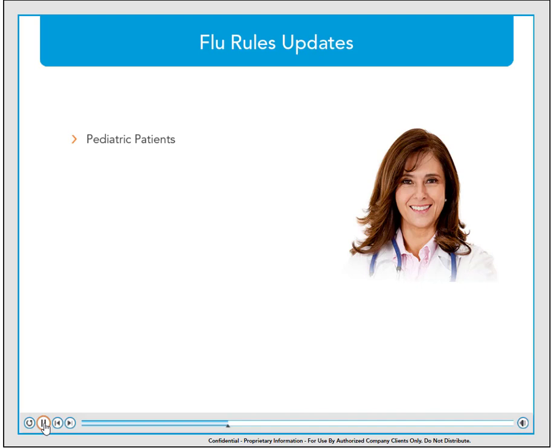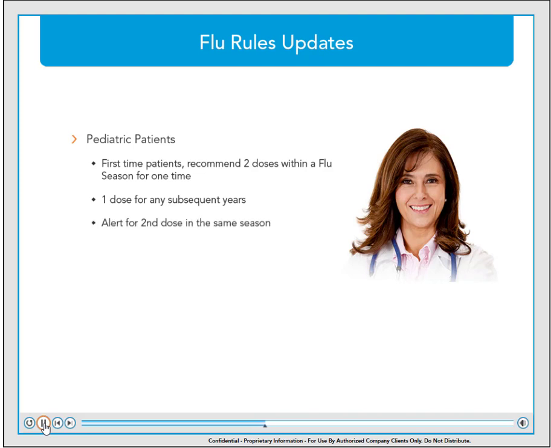For pediatric patients, if it's the first time a patient gets a flu shot, it recommends 2 influenza vaccines within a flu season for one time. Once a patient completes the initial 2 vaccine doses in a single season, the recommendation changes to 1 dose for any subsequent years. If a provider orders a second flu vaccine in the same season, the system will warn about previous doses already documented.